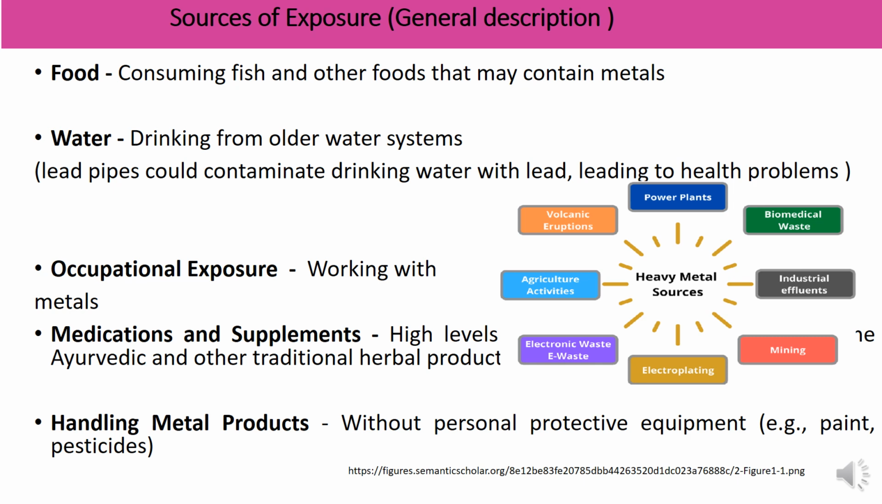Also power plants that burn fossil fuels with biomedical waste, as well as industrial activities, the mining industry, electroplating, e-waste, agricultural activities, and volcanic eruptions. So we can see heavy metals everywhere in earth, air, and water. Everywhere we can see heavy metals.